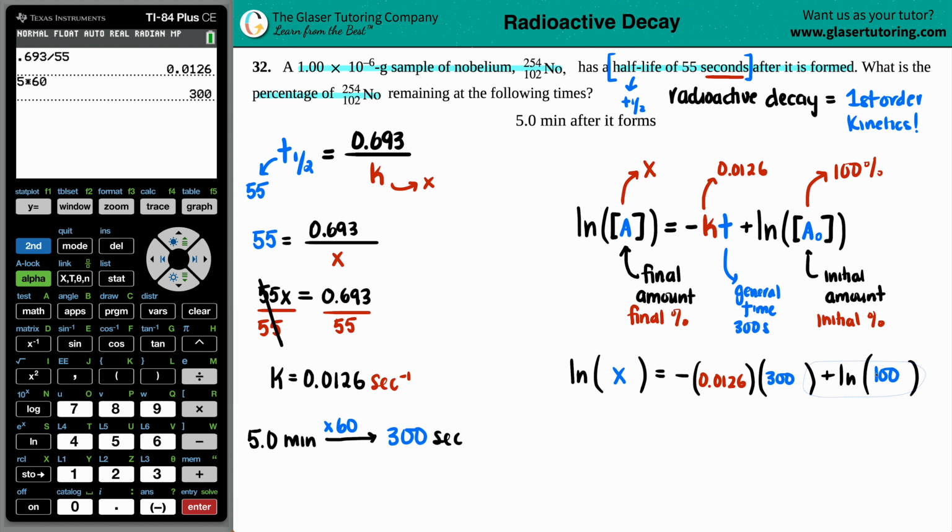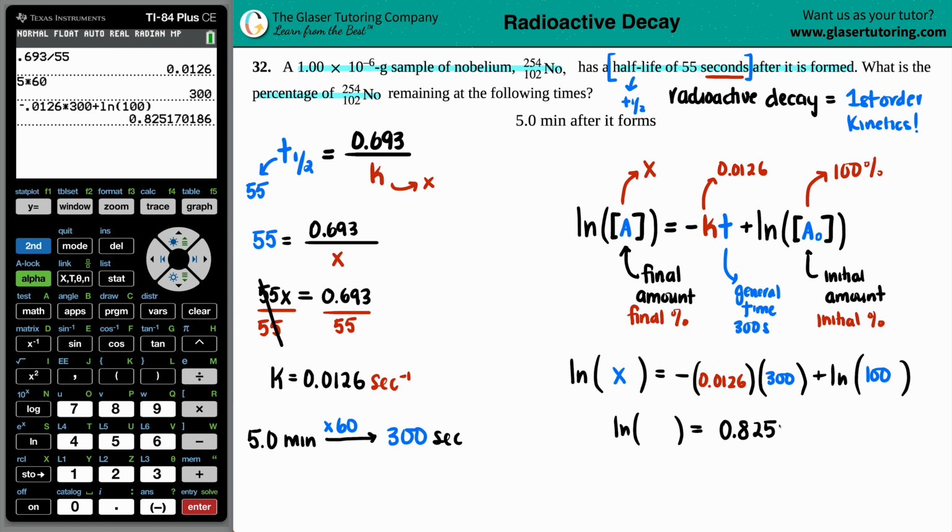Now we can do all of this in one shot in the calculator, and the calculator will understand what to do first. So we're going to say negative 0.0126 times the 300 plus the ln of 100. You could close the parentheses and press enter. So now you have ln of the x value equals 0.8252, we'll say.